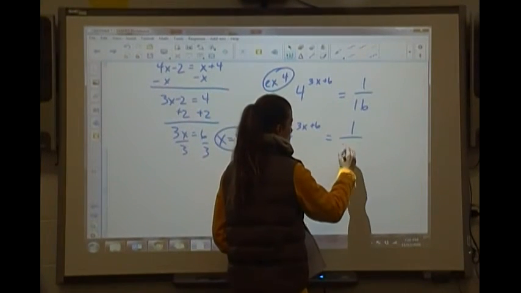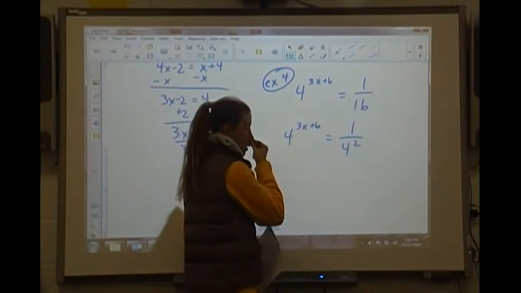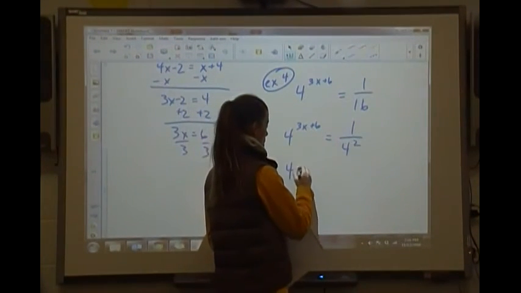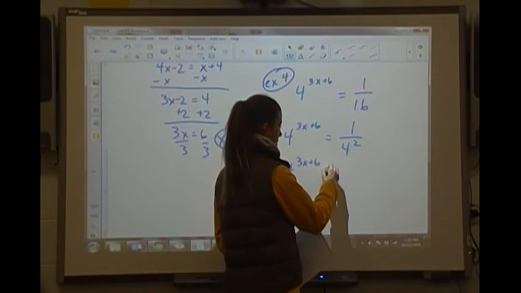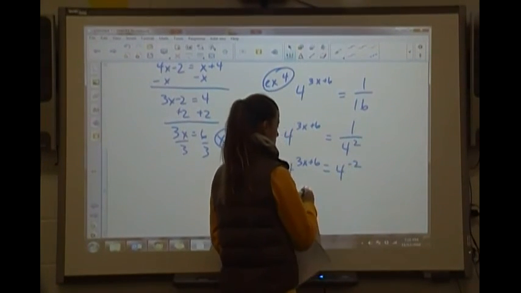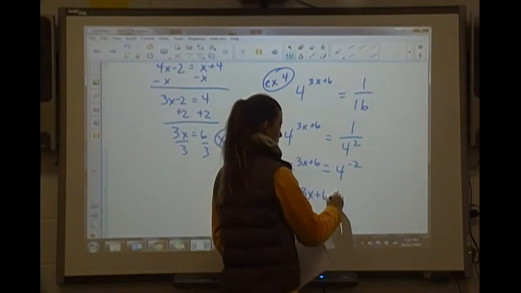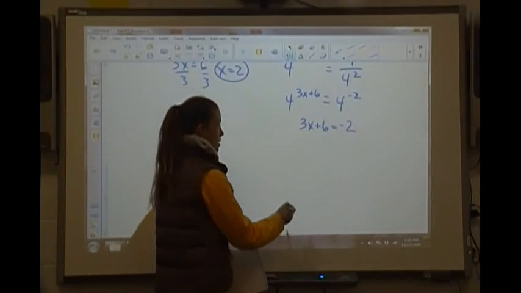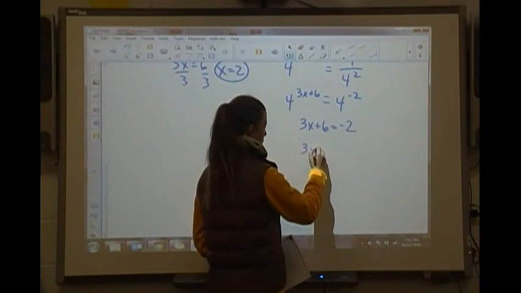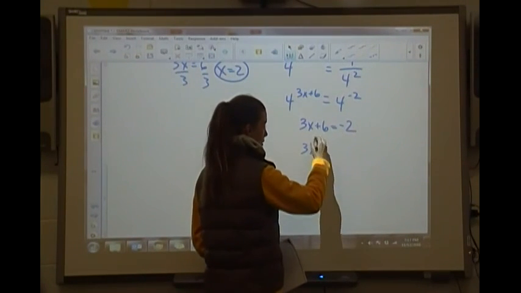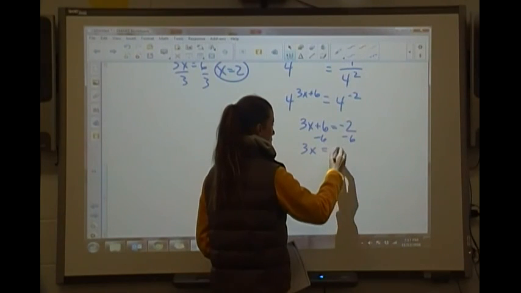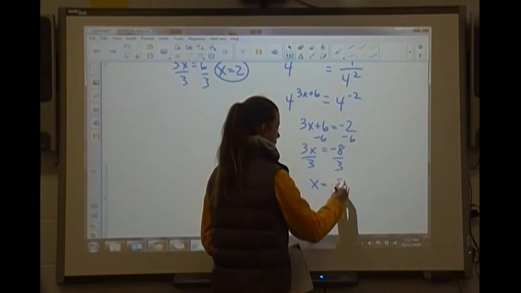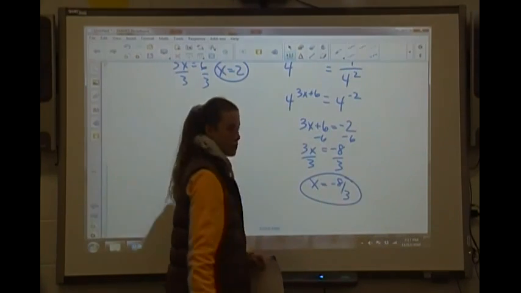Right now I have 1 over 4 squared. To move that to the numerator, that has to become a negative 2. So 4 to the 3x plus 6 is equal to 4 to the negative 2. 3x plus 6 equals negative 2. I'm going to subtract it over. 3x equals negative 8, divided by 3. X equals negative 8 thirds. Don't be scared of fractions, they're pretty normal.